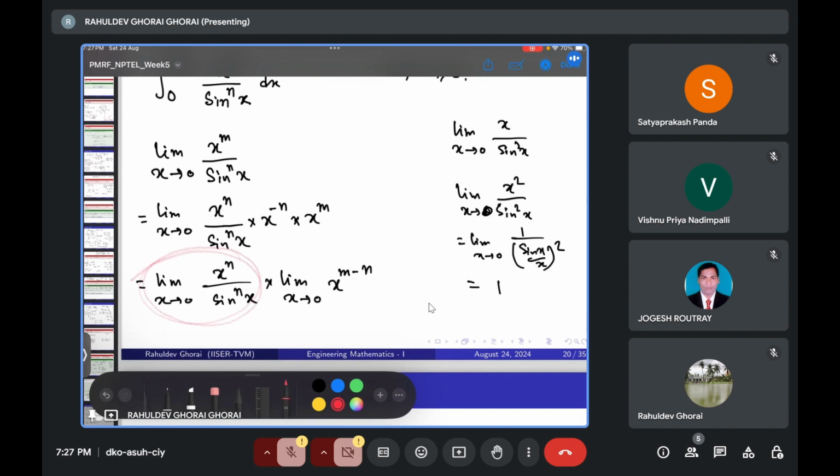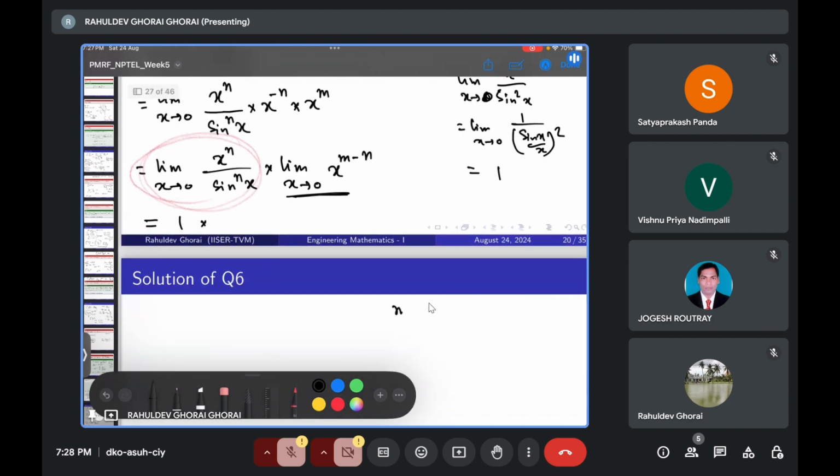Now this first limit is always 1, right? This one you know will always be 1. This second one depends on it: if m is greater than n, then x to the power m minus n will converge to 0. Whether m is n plus 1, n plus 2, or n plus half, whatever you take, that will be a positive power, so 0 to a positive power will be 0 only. So if m is greater than n, the limit as x tends to 0 of x to the power m minus n will be 0.